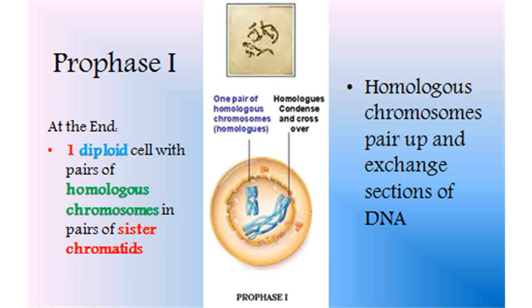So at the end of prophase 1, you still have one diploid cell. You haven't split the cell apart into two, so there's still one cell. It's still got pairs of homologous chromosomes in it, and each of those homologous chromosomes has an identical sister chromatid attached to it. So everything's still diploid at the end of prophase 1, and during prophase 1, your homologous chromosomes pair up with each other. They physically connect, and what we're going to look at on the next two slides is they perform something called crossing over, where they exchange sections of DNA.